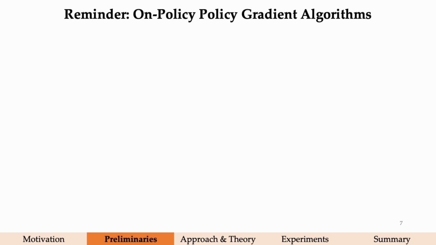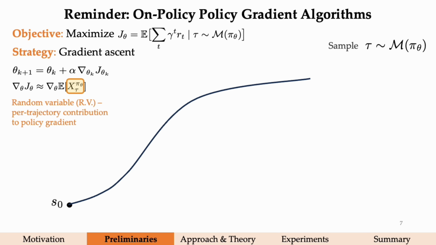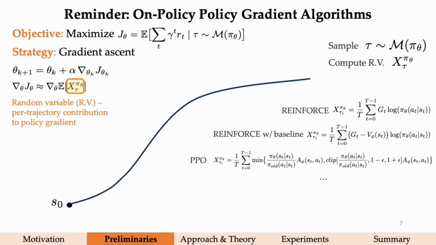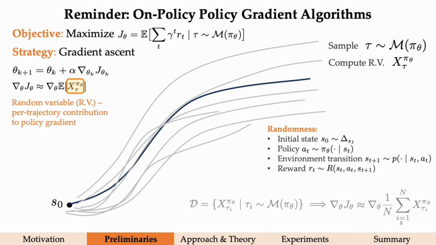In this work, we focus on the on-policy policy gradient setting. We maximize expected return using gradient ascent. The policy gradient can be written as an expectation over trajectories of a per-trajectory random variable x tau pi. Practically, on-policy algorithms sample trajectories from the environment and compute x tau pi from each trajectory. Algorithms like reinforce and PPO follow the same pipeline, but compute the random variable differently. Since there typically are multiple sources of randomness, to estimate the policy gradient accurately, on-policy algorithms typically need to sample many trajectories, average the computed random variable values, and take the gradient.